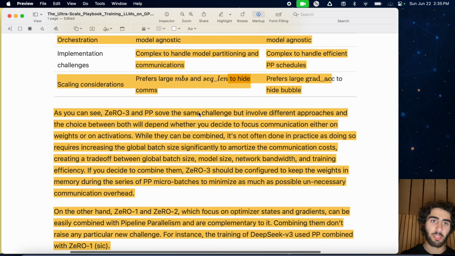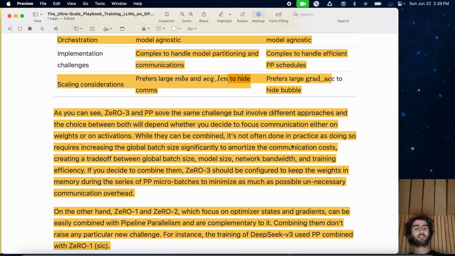So ZeRO-3 and PP solve the same challenge, but involve different approaches, and the choice between both depends on whether you want to focus on communication on the weights, or on the activations. While they can be combined, it's not often done in practice, as doing so requires increasing the global batch size significantly to amortize the communication costs, creating a trade-off between global batch size, model size, network bandwidth, and training efficiency. I can't visualize this cost trade-off, but just know that it's a very multi-factor situation.